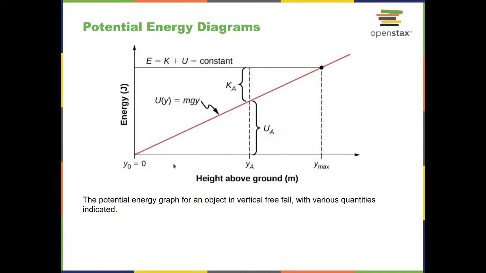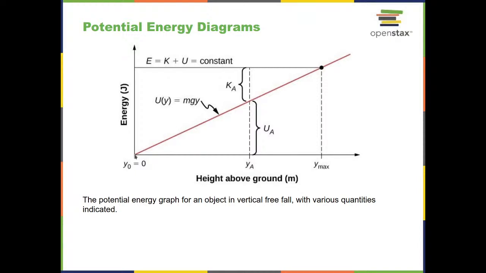What we get then is this kind of diagram, where as a function of the height, y, the height above the ground, we can plot the potential energy. And the potential energy is m times g times y. So this is going to be a straight line with a slope that is given by m times g.